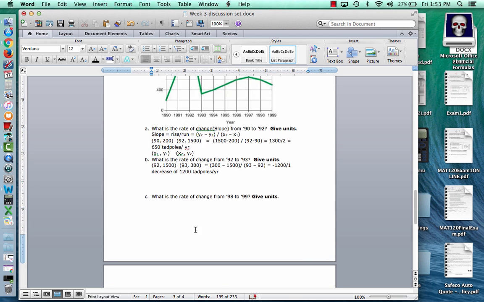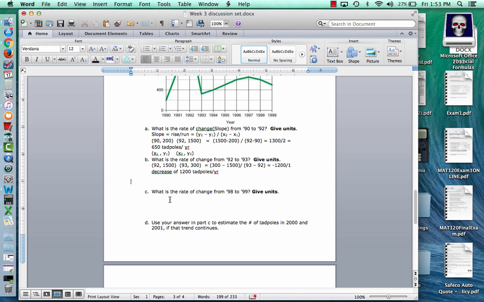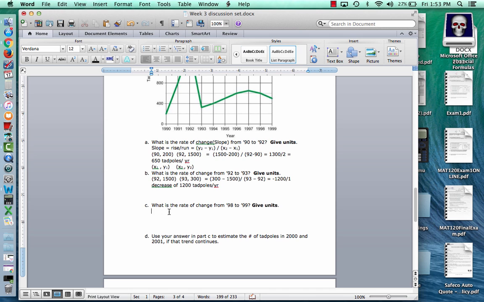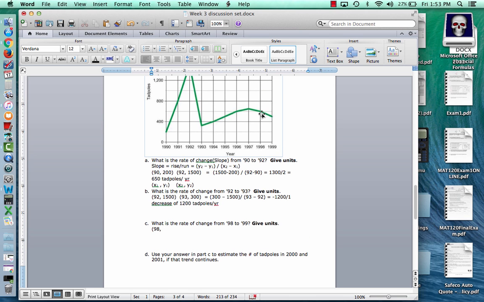What is the rate of change from 98 to 99? Okay, so let's look at 98. So the first point would be 98. What's the y coordinate there? Looks to be 600. And then 99. The y coordinate there is between 400 and 600, so it's 500. And we give the rate of change.